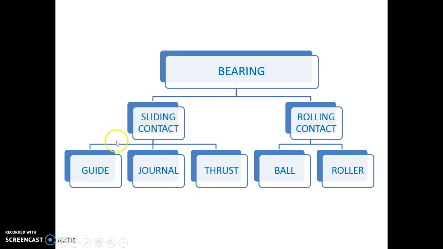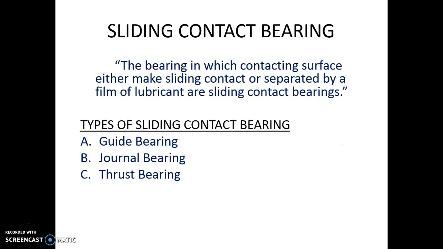Sliding contact bearing is classified into three categories. First is the guide bearing, then journal bearing, and thrust bearing. Now we will see them one by one. First sliding contact bearing, and then we will go for rolling contact bearing. In a sliding contact bearing, the contacting surfaces either make sliding contact or are separated by a film of lubricant. Again, these are the three types: guide, journal, and thrust bearing.